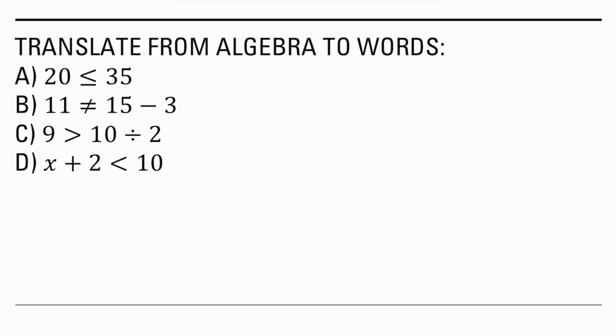So now just an example where we translate from algebra to words. So for A, well, we've got the less than or equal to symbol in between the two numbers. And so remembering that the left side, the side that's pointed to in this case, will be the smaller side. And so we've got 20 and 35. And so we can say 20 is less than or equal to 35. And so we know in this case that it is less than 35, but the expression holds true. As long as it's one or the other, it's fine to use.